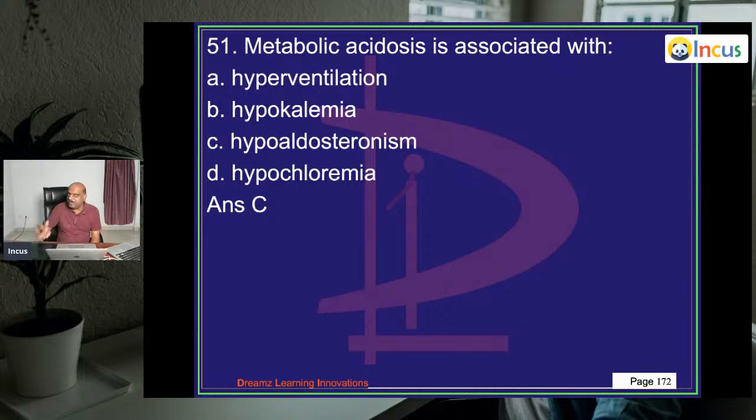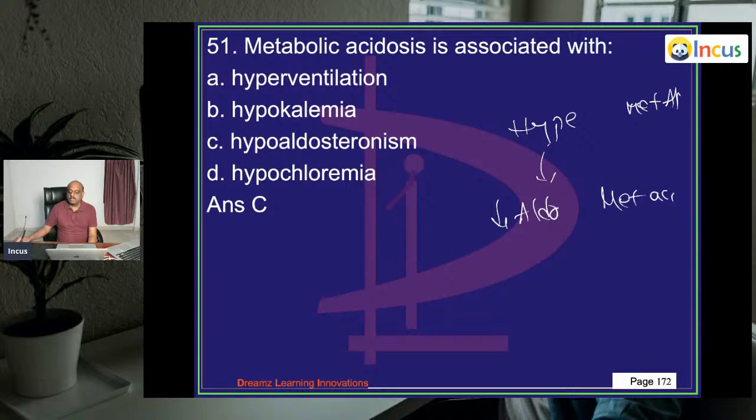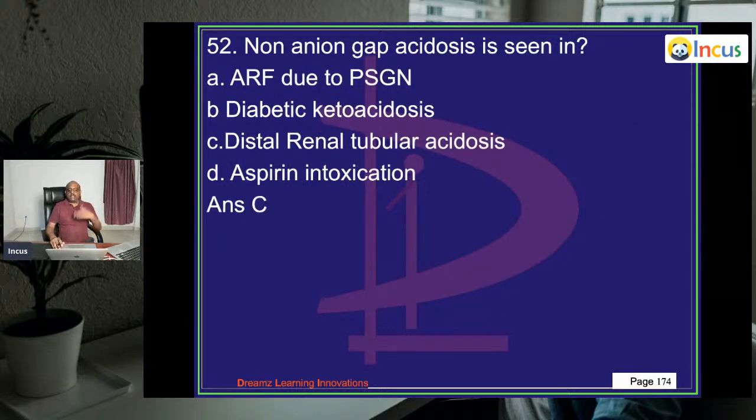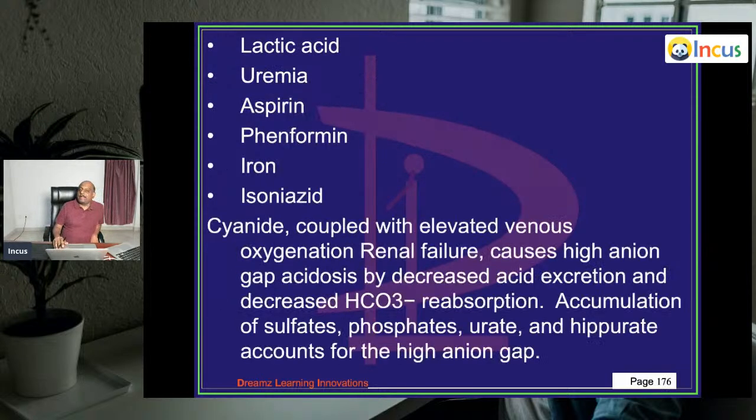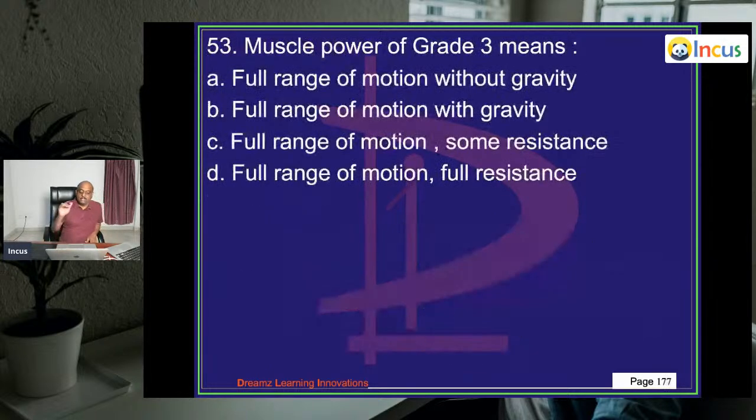Metabolic acidosis, where do you see that? Hyperaldosteronism leads to metabolic alkalosis. Similarly, decreased aldosterone should lead to metabolic acidosis. Non-anion gap metabolic acidosis, where do you see? In renal tubular acidosis. High anion gap: lactic acidosis, ketoacidosis, alcohol use, methanol, ethylene glycol, propylene glycol, lactic acid, uremia, phenformin, aspirin, iron, isoniazid. You have to remember all those things.